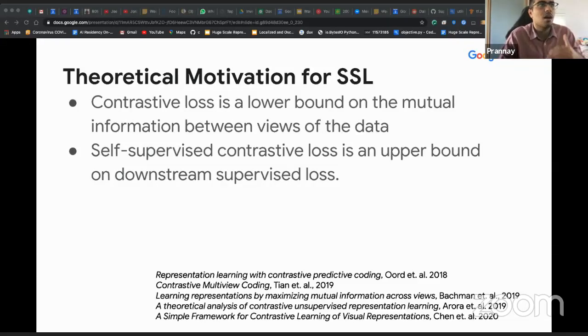contrastive losses are a lower bound on the mutual information between the views of the data. So given a sample, you have two data augmentations of it, right? One of them is being called the anchor and the other is being called the positive, right? And contrastive loss is actually a lower bound on the mutual information between these two samples. So what you're technically doing in this entire training procedure is using this likelihood estimate to actually maximize the amount of mutual information between the two views of the data.